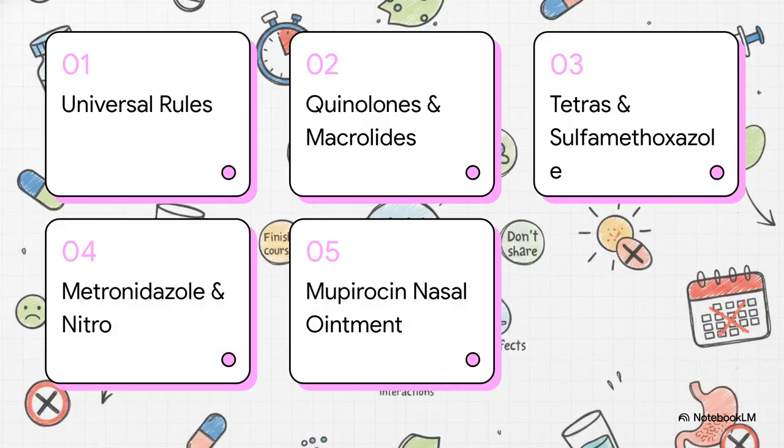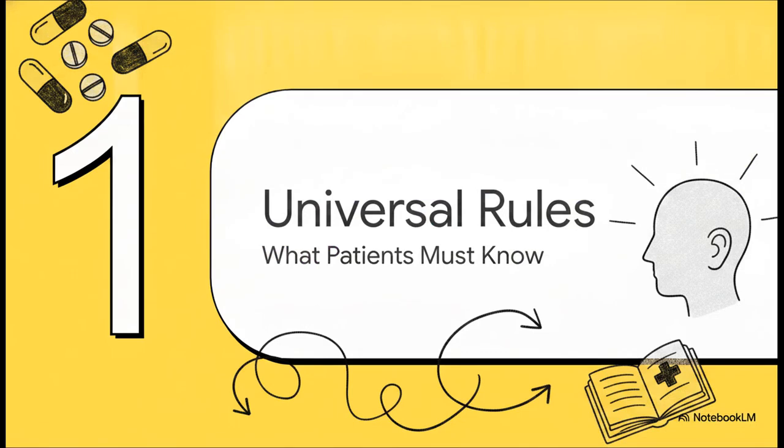All right, let's jump right into these preceptor rounds. Here's our agenda for today. We're hitting universal antibiotic rules, then quinolones and macrolides, tetracyclines and sulfamethoxazole, metronidazole and nitrofurantoin, and finally wrapping up with mupirocin nasal ointment.